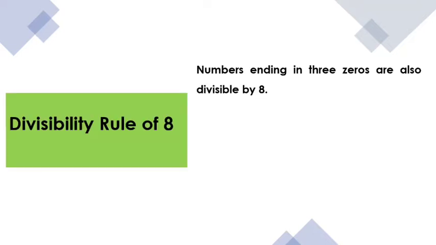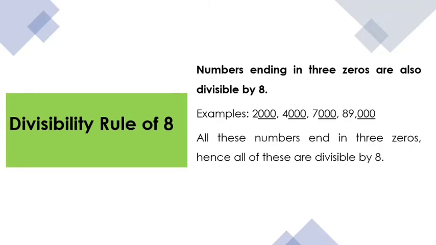Numbers ending in three zeros are also divisible by 8. Examples: 2,000, 4,000, 7,000, 89,000. All these numbers end in three zeros. Hence, all of these numbers are divisible by 8.